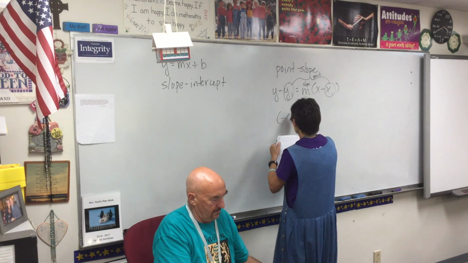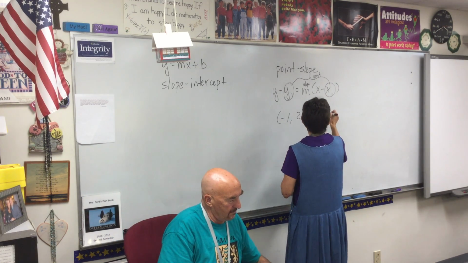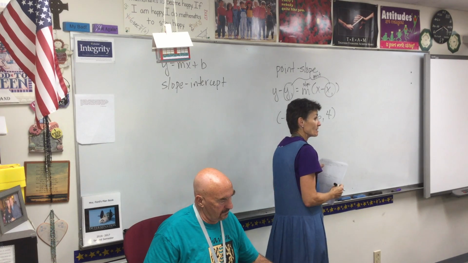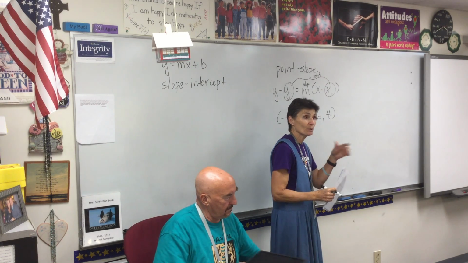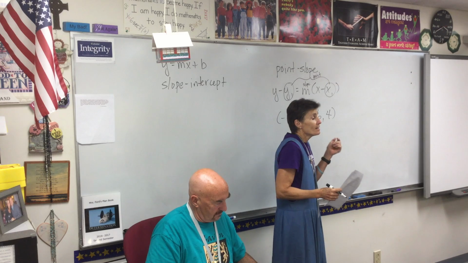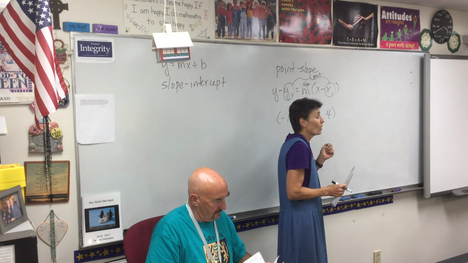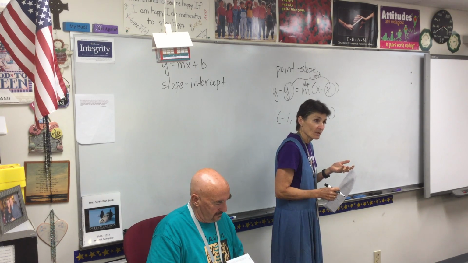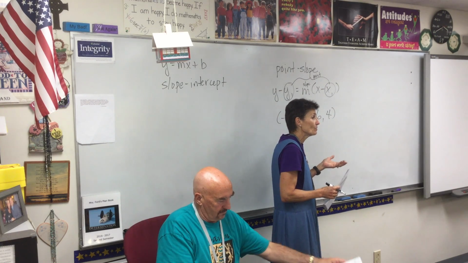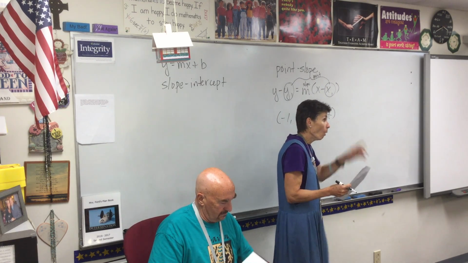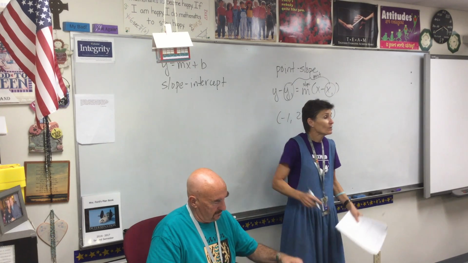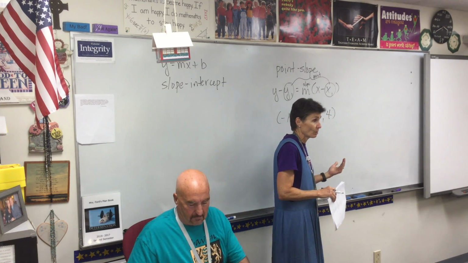Now, let's look at what they gave us. They gave us -1, 2, and 6, 4. Did they give us a point? Yep, they gave us two, and we get to pick which one we want to use. Did they give us the slope? No. So guess what we have to do first? Find the slope. You can't do point slope or slope intercept if you don't have your slope.